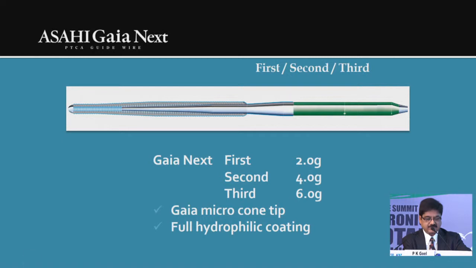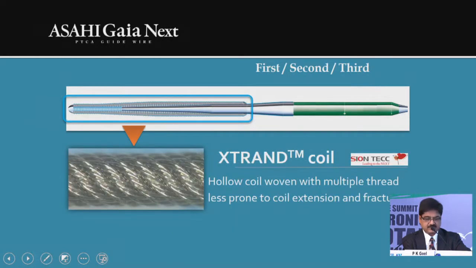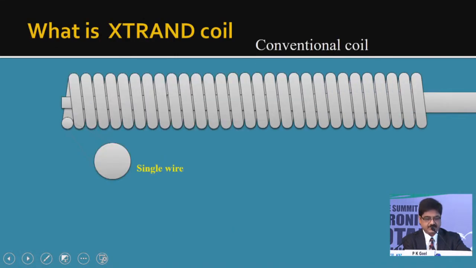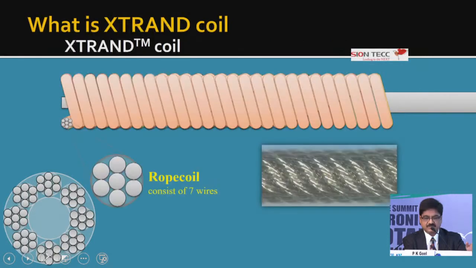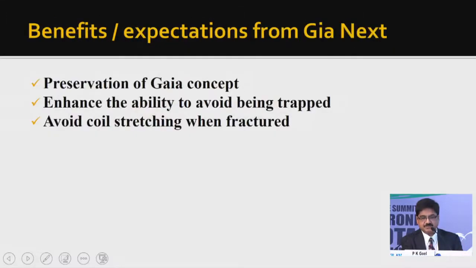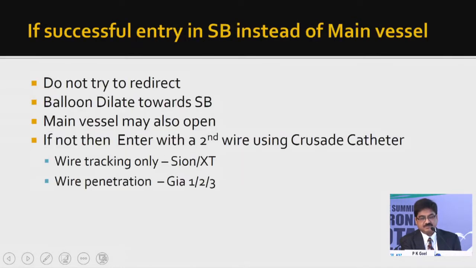I think this is the Gaia Next. I think we don't have it, but this is trying to take care of some of the trapping part which was there with the Gaia, with the multiple coils. So it preserves the Gaia concept, enhances the ability to avoid being trapped, and avoids coil stretching when fractured. But this is not available, unfortunately.